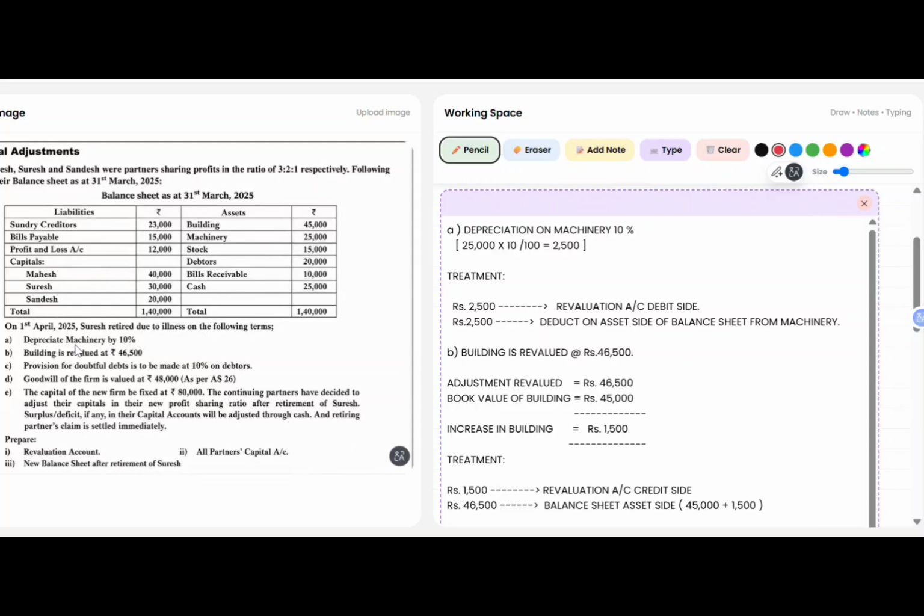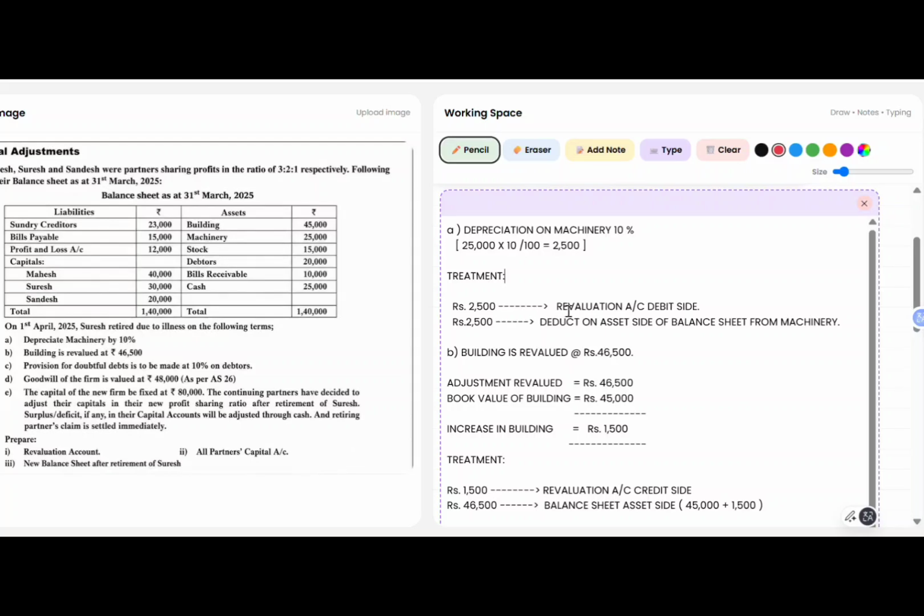As per the adjustments given here, the first adjustment says that depreciate machinery by 10%. So how do we treat it in the account? The depreciation on machinery at 10% can be calculated as: the machinery value is 25,000 and on that 10% has to be calculated. So 25,000 into 10 by 100, which will be 2,500. That is the depreciation on machinery. So what is the treatment for that? The treatment is this amount of depreciation, that is 2,500, is a loss, or we can say a decrease in the value of machinery.